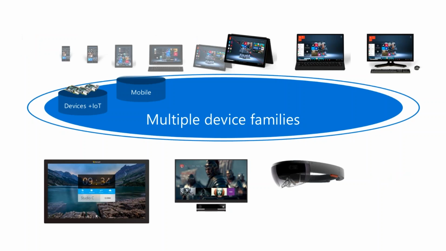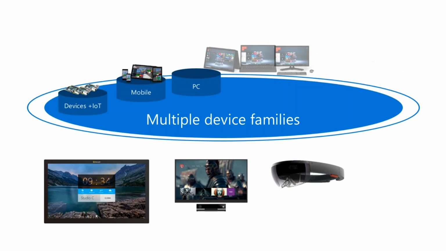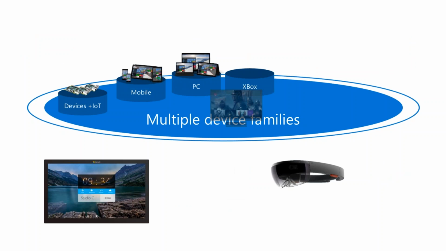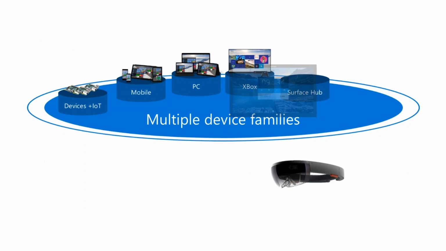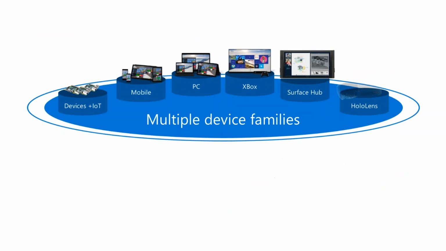So there is devices plus IoT, then there is mobile, then there is PC. So notice what is happening. I do not have to worry about the form factor, right? A two-in-one, like a tablet, laptop, a desktop, or a traditional laptop, they all belong to a family called PC.